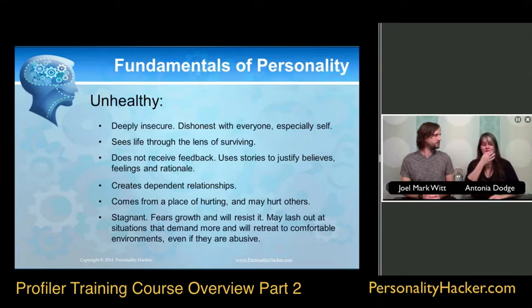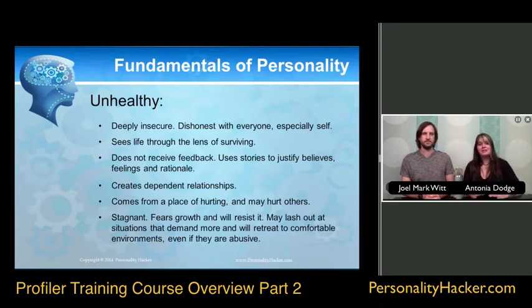Now, the person and the function that comes from an unhealthy place is generally hurting, and I don't know if you've heard the phrase, what is the phrase? Hurting people hurt people? Yeah, hurting people hurt others, basically. Yeah. And so now you see unhealthy people hurting others because they're actually in pain themselves. And they're totally stagnant. All right, they fear growth, they'll resist growth, they may lash out at situations that demand more and will retreat to comfortable environments even if they are abusive. So they will resist growth even if it would make them more comfortable in the long run.